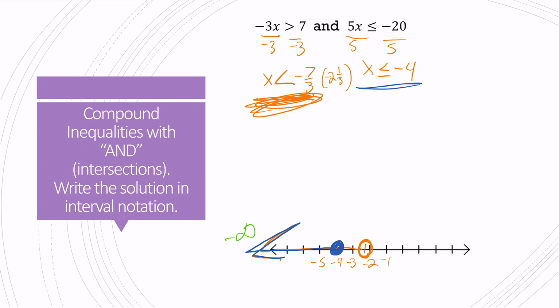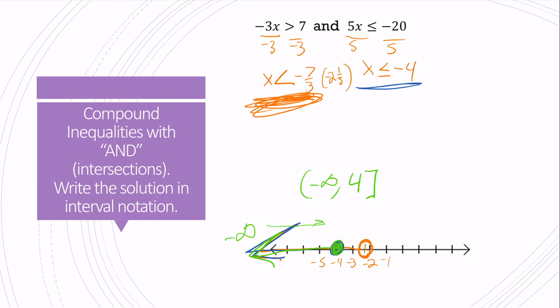Well, over here is negative infinity. And so we can see my blue and orange overlap from negative infinity. And then we take a look, and they overlap all the way to 4. So my solution set would be from negative infinity to 4, where 4 is included because that endpoint is included. So those were some intersection examples.